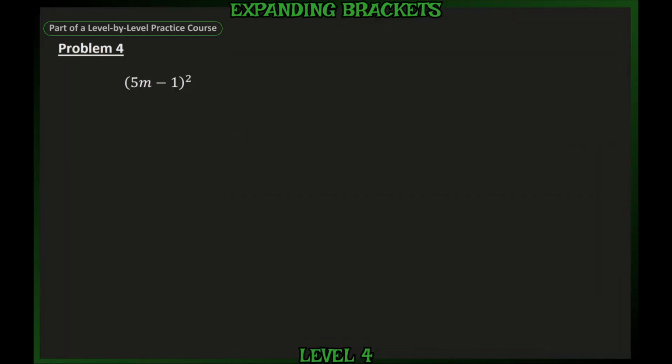In problem 4, we're expanding 5m minus 1 squared. Now whenever we square a bracket, the easiest way to expand it is to write the bracket out twice, which means it's being multiplied by itself, because squaring a bracket is just multiplying a bracket by itself. And we can now expand normally.